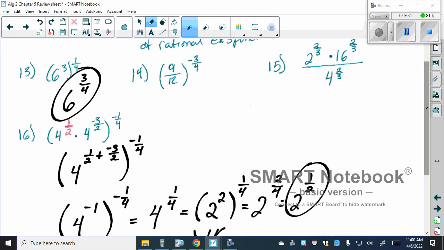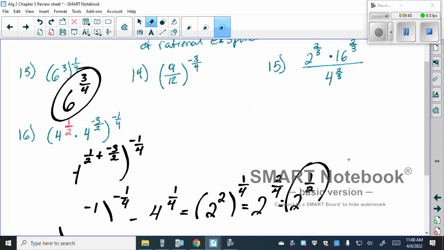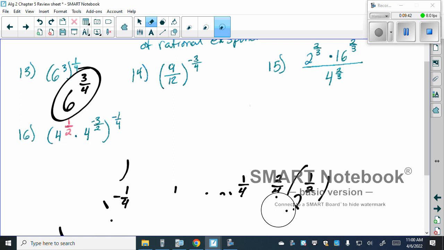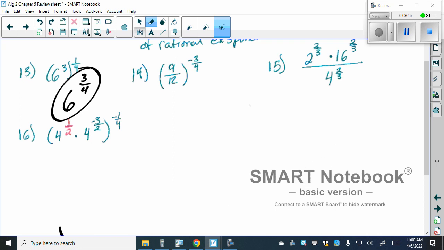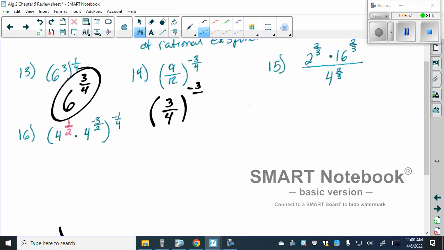Now for 14, look at all this here. Before we do any simplifying, will 9 over 12 reduce? Yeah, it reduces to what? 3 over 4. Now, we can apply the negative 3/4 to the numerator and denominator.